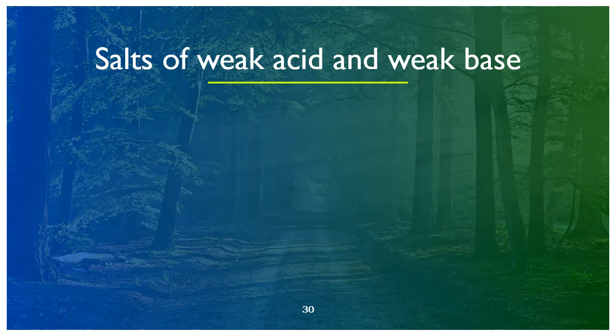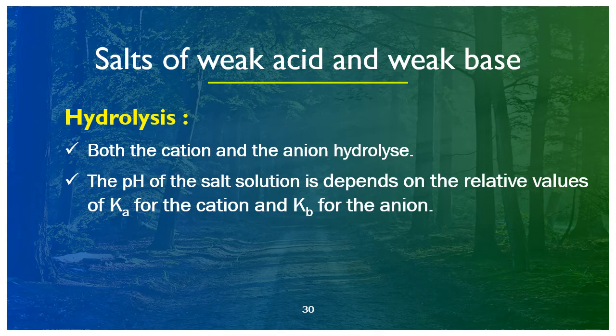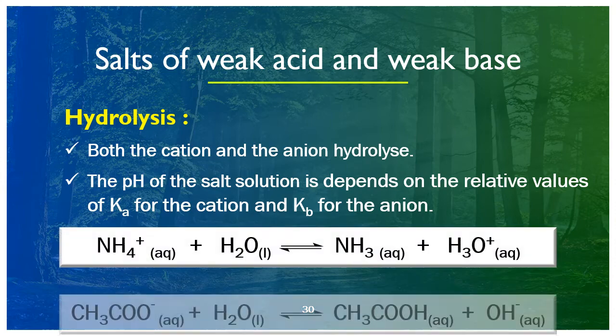In hydrolysis, only the strong conjugate will be selected. In this reaction, both the cation and the anion are strong conjugates, thus both can be hydrolyzed. The pH of the salt solution depends on the relative value of the Ka for the cation and the Kb for the anion.